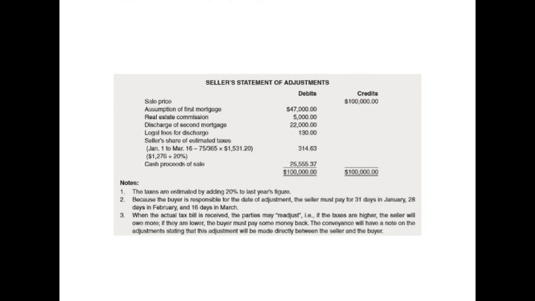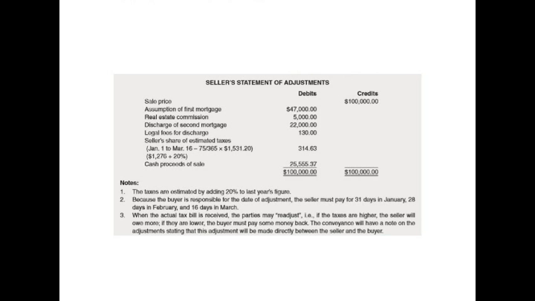All right, now the seller's statement of adjustments. The seller has a happy face credit, 100 grand on the right-hand side, and the rest are all negatives. 47 grand is a debit, assumption of first mortgage. Real estate commission, 5 grand, debit, negative, frowny face, left column. Discharge of second mortgage, 22 grand. Legal fees for discharge, $130. Seller's share of estimated taxes, got to pay $314.63 for the time of January 1st to the March 31st, which is the adjustment date, when the seller was living in the house.